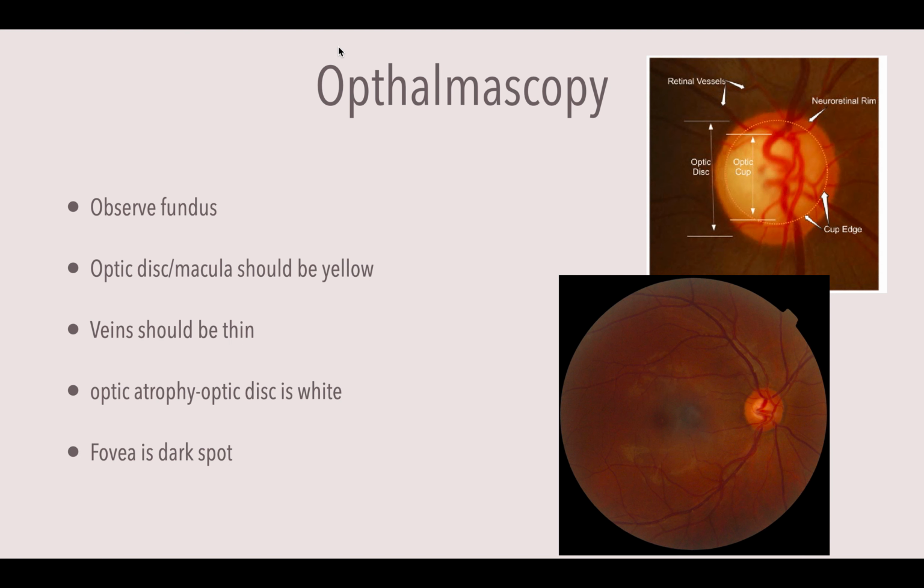The ophthalmoscope is going to be used to observe the fundus, and there you can see the optic disc or macula. That should be yellow. The veins should be pretty thin, and in optic atrophy, the optic disc is going to be white. So you know there's going to be some kind of problem with the nerves. The fovea is a little dark spot, which is completely normal.